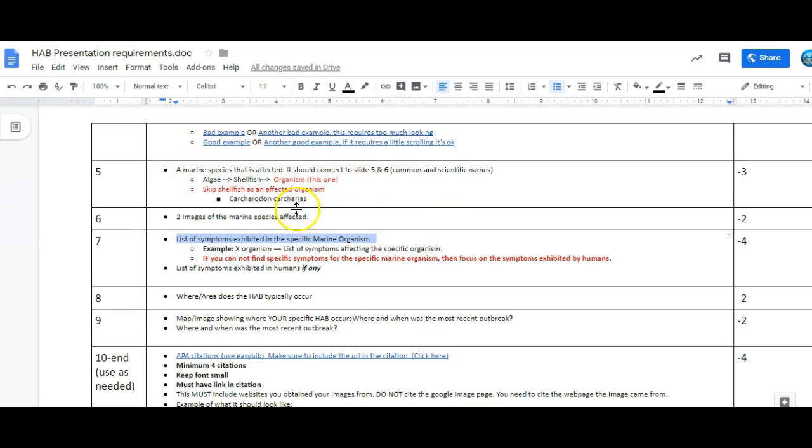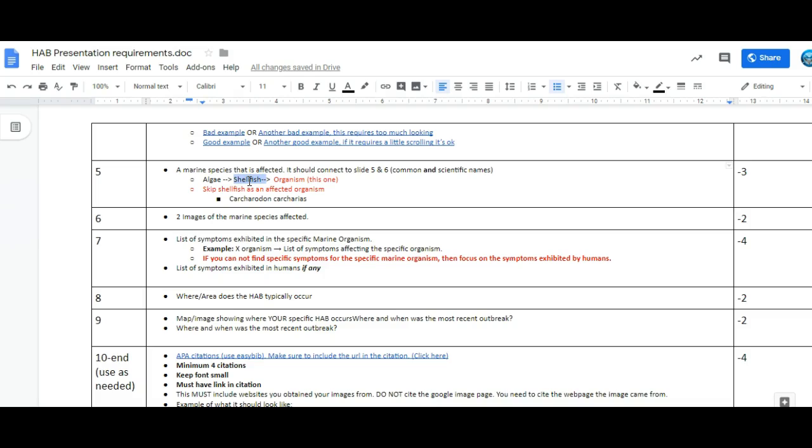Now, I'm going to come back here. So what happens if your particular HAB does not impact marine species? Well, in your case, it'll be humans. This will be easy. Humans, common name, scientific name, Homo sapiens. And it would be the organism that's affected because they're eating shellfish. And again, your HAB might include marine species and humans. Maybe yours is just marine species.